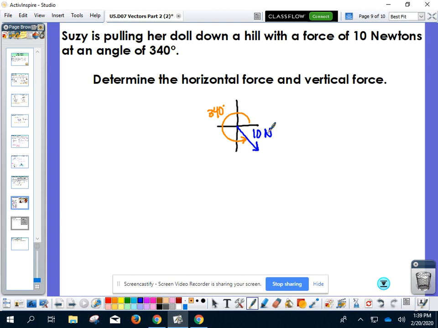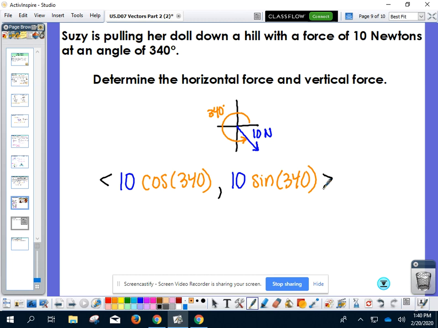So we're just going to use that formula that we did 2 slides ago. We've got the magnitude multiplied by cosine of the direction angle, and we also have the magnitude multiplied by sine of the direction angle. This is how we resolve a vector.